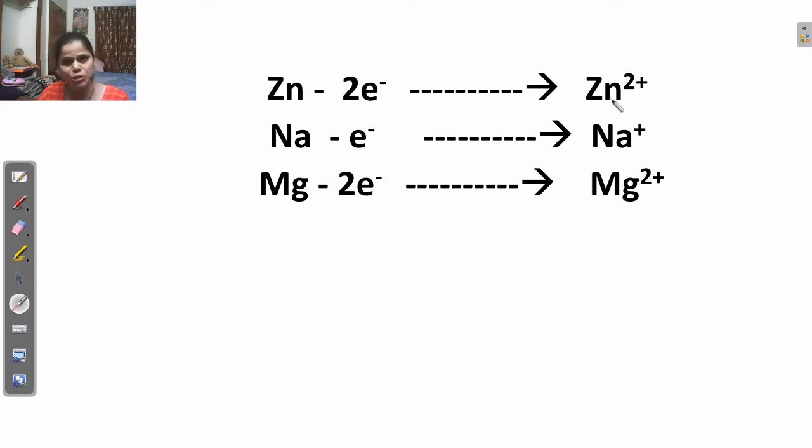Here sodium has one electron in its outermost shell. So if sodium loses its one electron, it forms the sodium ion. Magnesium loses 2 electrons and forms the magnesium ion. Is it clear, students?